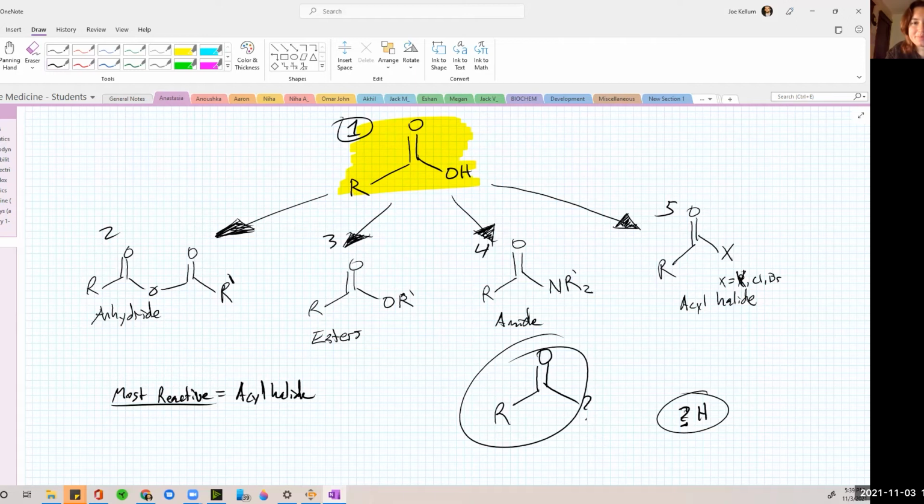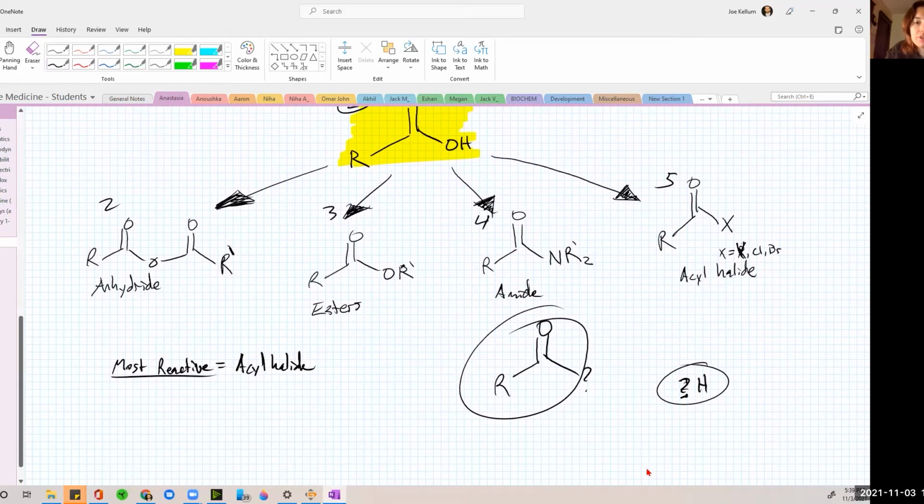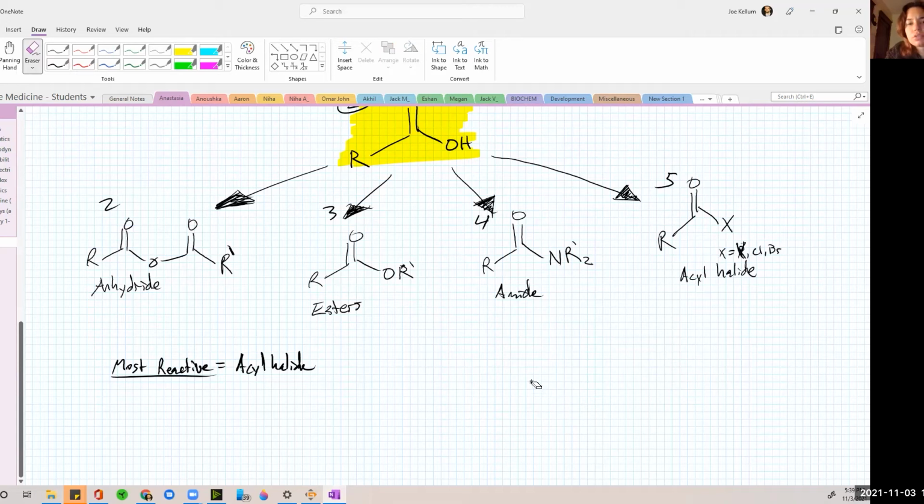But what's the next most reactive then? Nitrogen, or amides, the nitrogen groups. Those are actually going to be the least reactive of all of these. Oh, true. They never want to leave. Yes. Okay.